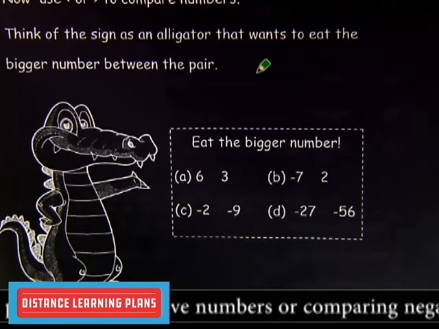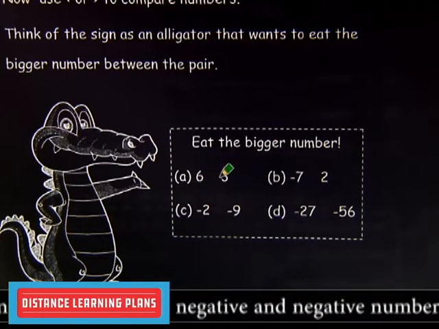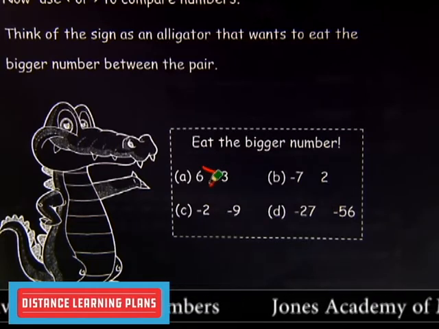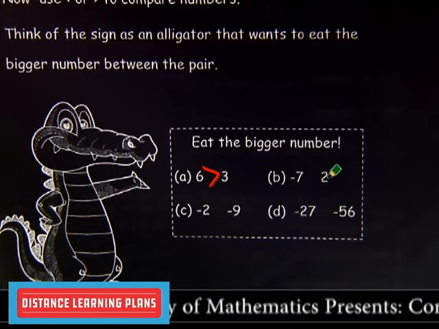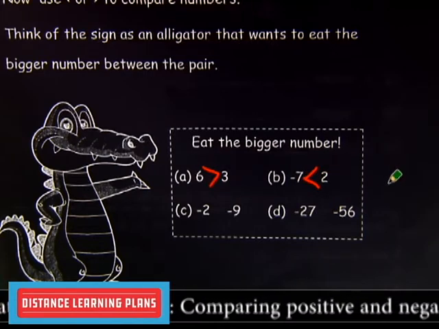Think of this as an alligator, which you probably learned in middle school, and eat the bigger number. So between 6 and 3, hey, if you had 6 cookies or 3 cookies, I would take the one that has the 6. Between negative 7 and 2, if you think of our number line, 2 is obviously bigger, so we want to eat the 2.